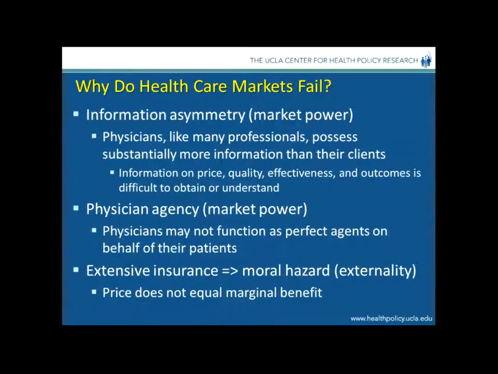Another source of market failure in healthcare is physician agency. Physician agency refers to, in fact, the positive side of information asymmetry. It's physicians and health professionals, because they're professionals, who will function on behalf of their patients. The problem is that it's difficult for any professional to serve as a perfect agent on behalf of their patients.